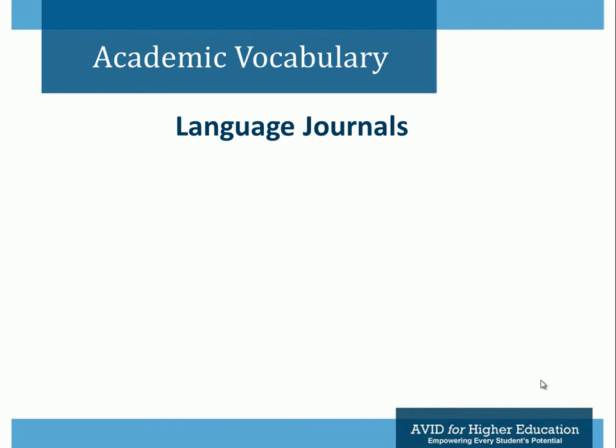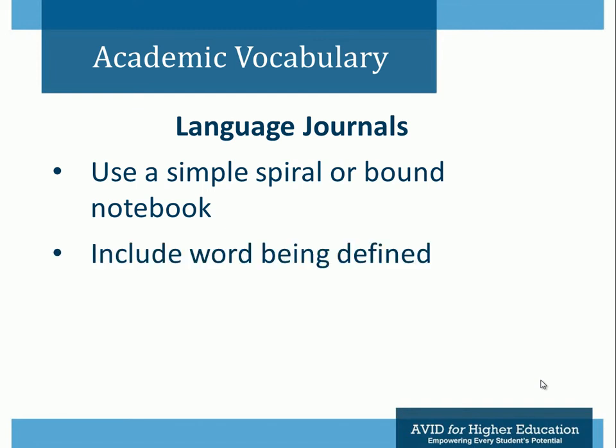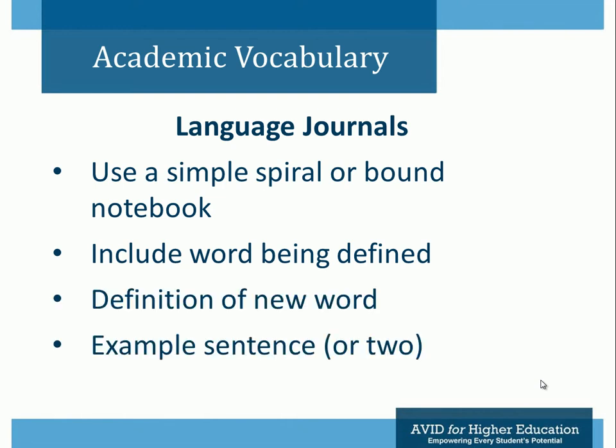You can also record and define words by keeping a language journal. Using a simple spiral or bound notebook, you can keep track of new words and concepts learned in a class or through a reading assignment. When recording a new vocabulary word in your journal, be sure to include the word being defined, a definition of the new word, and an example sentence or two using the word.